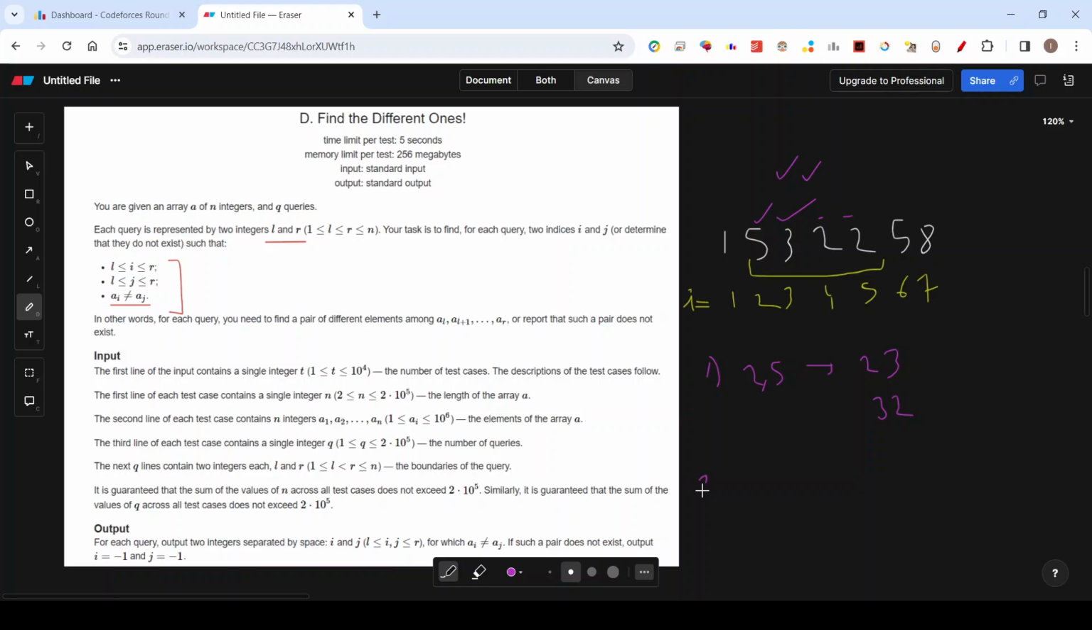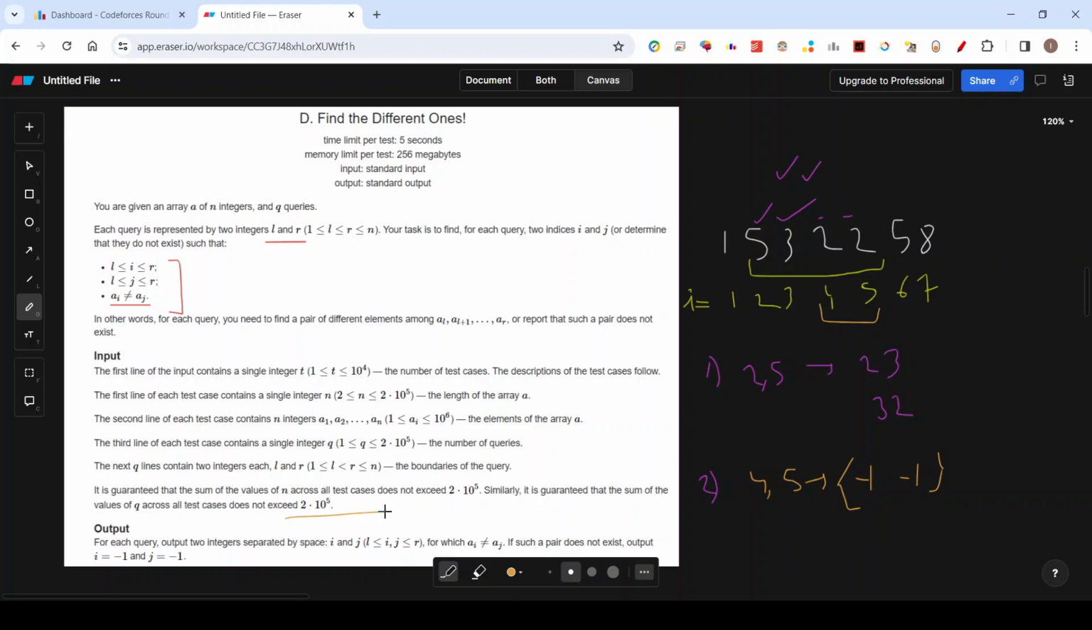Let me take one more query. For example, if the second query was 4 to 5, since no numbers are different there, you have to print the two indexes as -1, denoting that no such indexes were present, right? So this was the question.